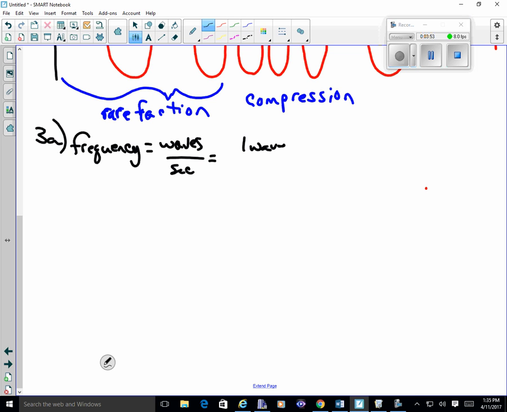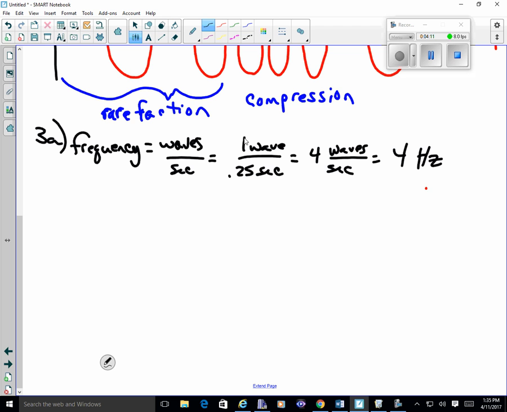And we have a special unit for that. We're going to call that hertz, because something that's an owie hurts. Hz is common. So hertz is simply a wave per second, or a cycle per second.